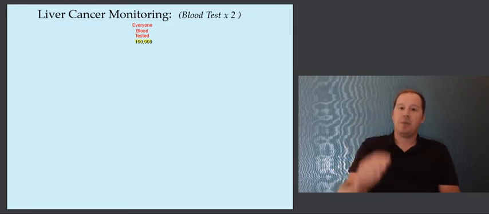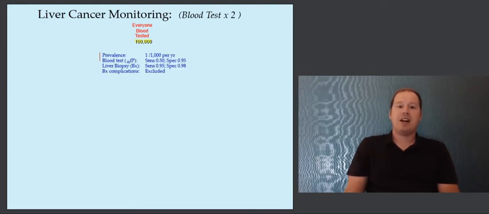Okay, so you've got the general protocol of the cascade of results that we're going to go through if, in fact, someone tests positive. Let's see how this works. Let's assume the population has a prevalence of liver cancer of 1 in 1,000 per year. So 0.1% of the population in any given year has liver cancer. Let's say that the blood test has a sensitivity of 0.5 and a specificity of 0.95. These are accurate numbers. Let's say the liver biopsy has a sensitivity of 0.95 and a specificity of 0.98.